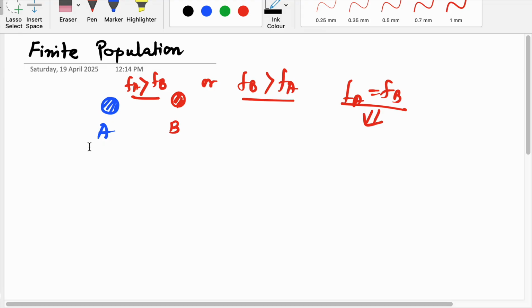The selection stops. Now the question is, if I assume a finite population, will these two individuals stay there, is their coexistence possible? We will find that no, this is not possible. If in the population two types of individuals are there, one is B type and the other is A type, then in the long run you will see that only one type of individual will take over the whole population, and that is because of the neutral drift.